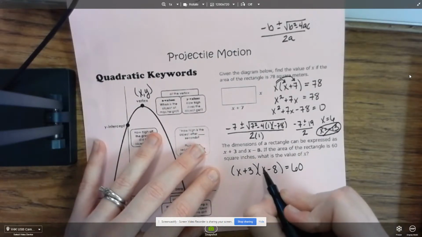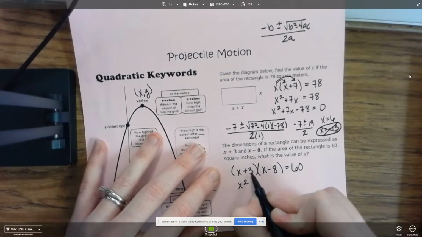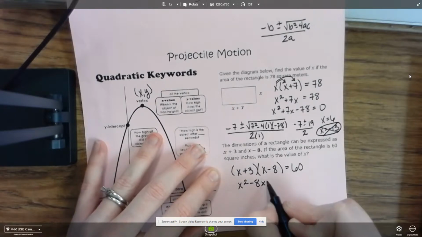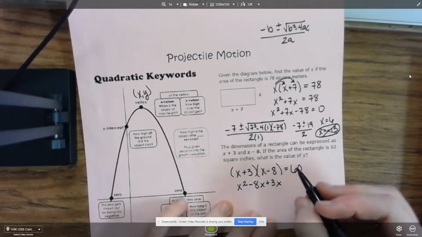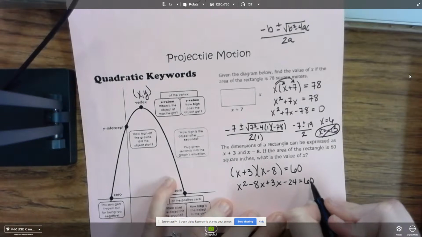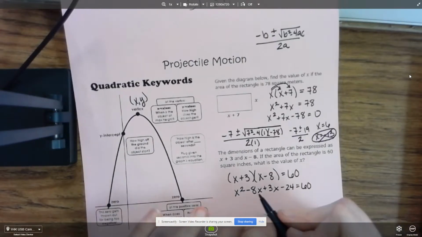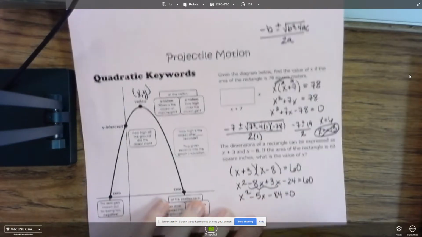If I use FOIL and multiply this out, x times x is x squared, x times negative 8 is minus 8x, 3 times x is positive 3x, and 3 times negative 8 is negative 24, and that equals 60. I want 0 over here, so I'm going to subtract 60 from both sides and combine like terms. So I would have x squared minus 5x minus 84 equals 0.